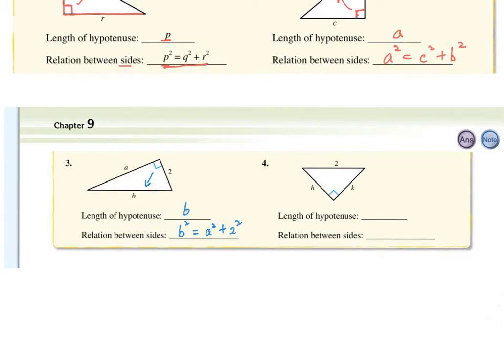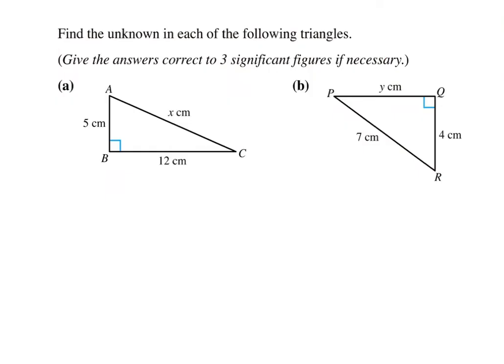And then number 4, focus on the right angle here, and then the side opposite the right angle is the hypotenuse, so it's 2. Okay, so the relation is 2 square equal to h square plus k square. Okay, so let's see the following exercise.